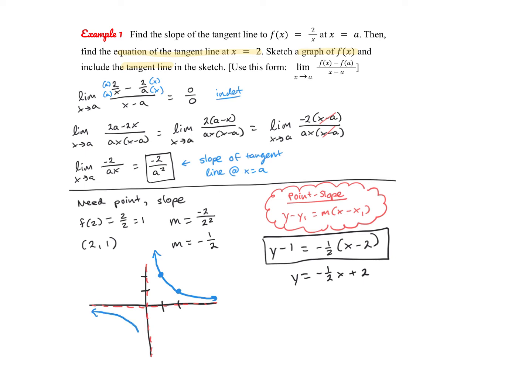Then I know it's going to do kind of the same thing in this quadrant. And then if we're going to graph our tangent line, I know that it goes through the point 2, 1, and it has the y-intercept of 2, slope of negative 1/2, so it looks like this. There you go. So in blue we have f of x, and in green we have our tangent line.